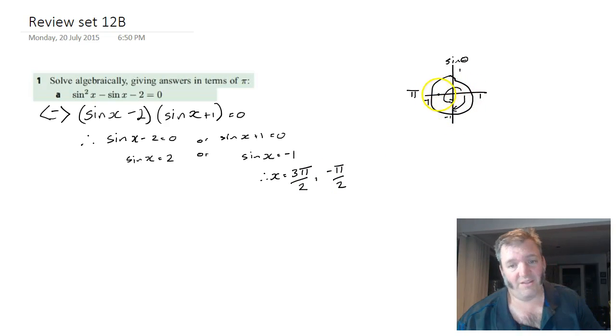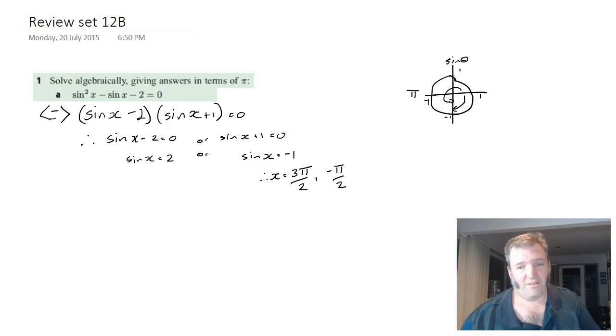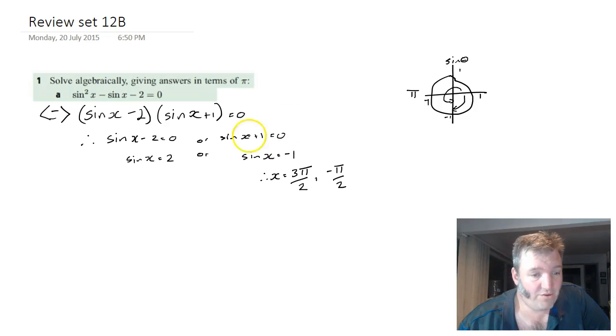I could go around an extra time and get 7 pi on 2. There's lots of possible answers. Was that 7 pi on 2? Yeah, I think so. Add 2 pi, which is 4 pi on 2 plus 3 pi on 2. Yeah, 7 pi on 2 would work.